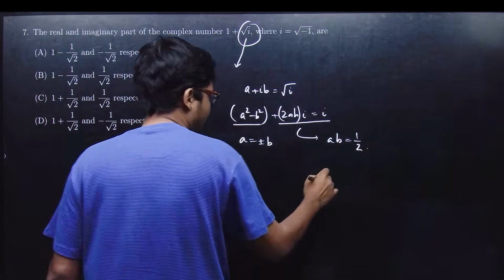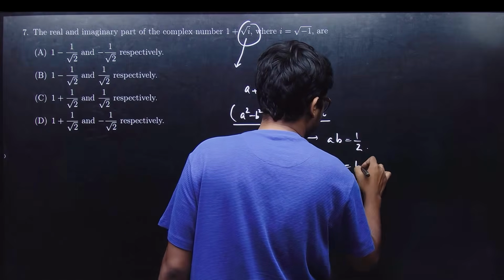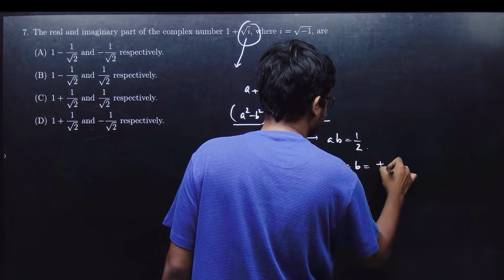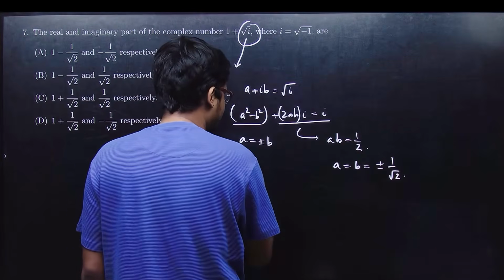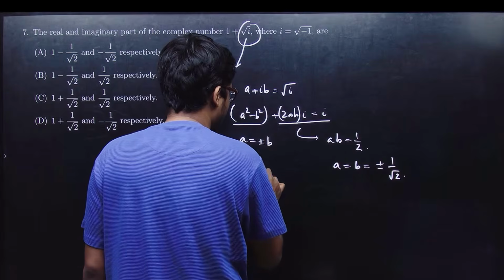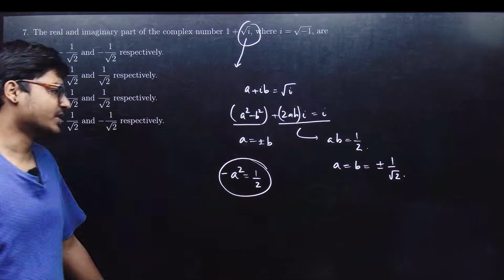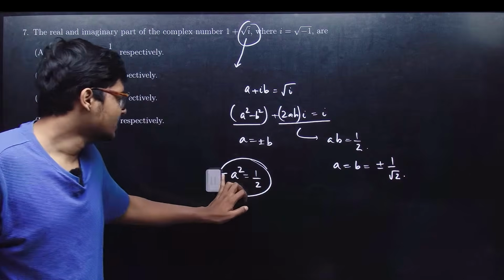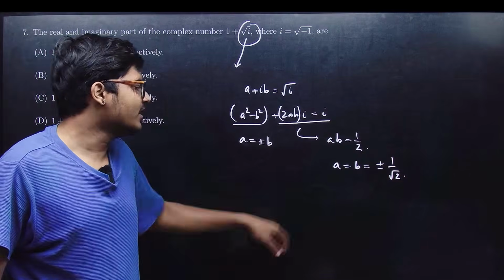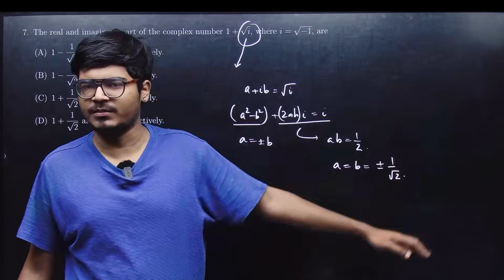So if a is equal to b, you'll get that a equals b equals 1 by root 2, right? And a equal to minus b would imply that minus a squared is equal to half, which is again not possible for us, because a and b by default are real numbers. So this is not allowed. So you'll get that the only two solutions from here are 1 by root 2, 1 by root 2, or minus 1 by root 2 and minus 1 by root 2, right?